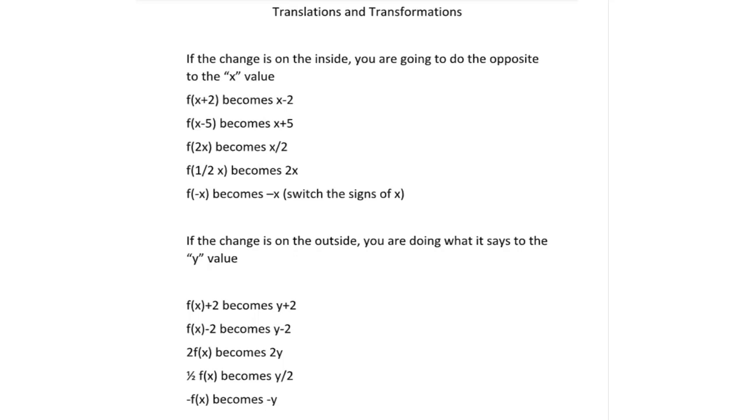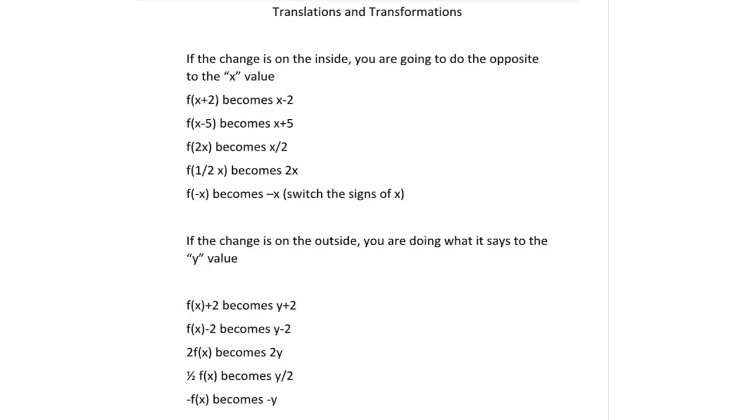If you notice, when the change is on the inside, you're going to do the opposite to the x value. So for example, f of x minus 5, you're going to add 5 to the x's. F of 2x, you're going to divide the x's by 2. When it's on the outside of the function, not inside the parentheses, we're working on the y value. And you do exactly what it says.